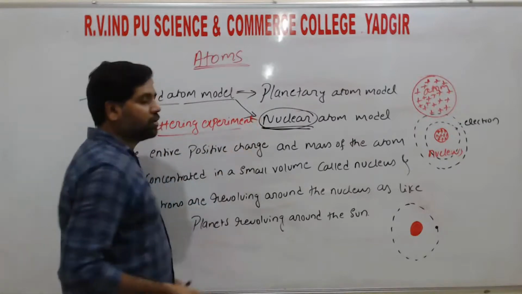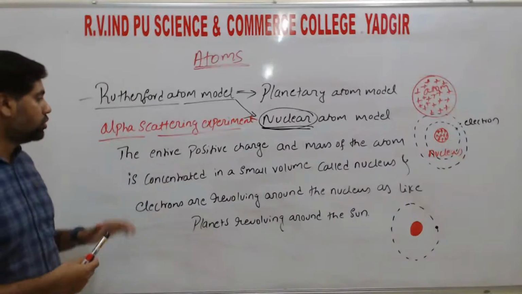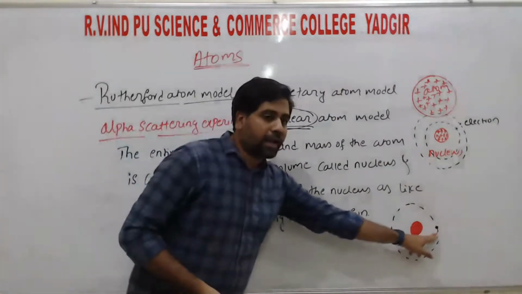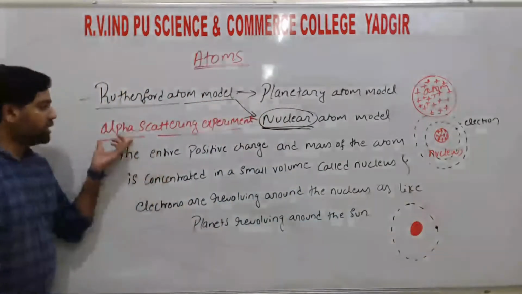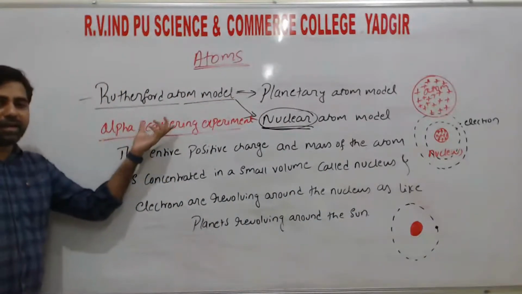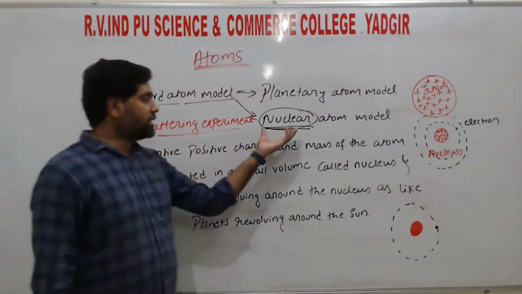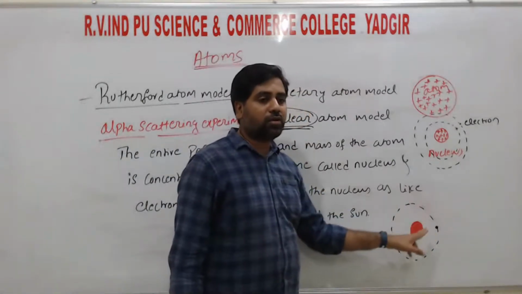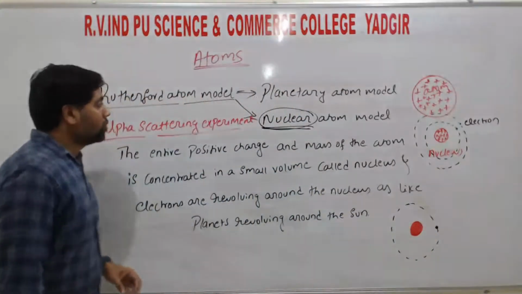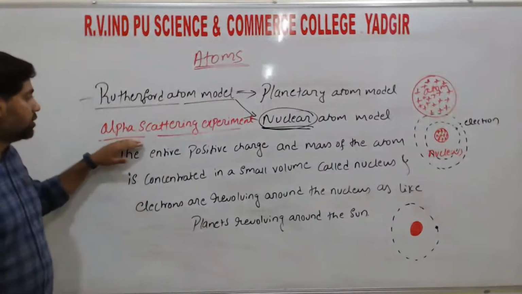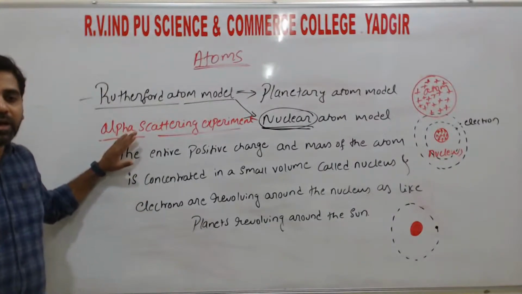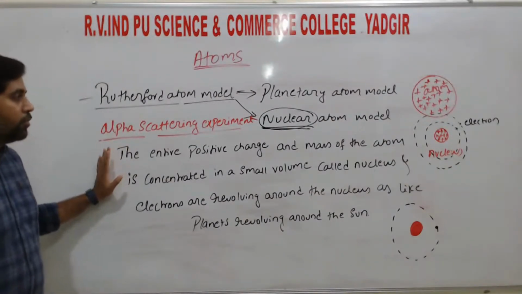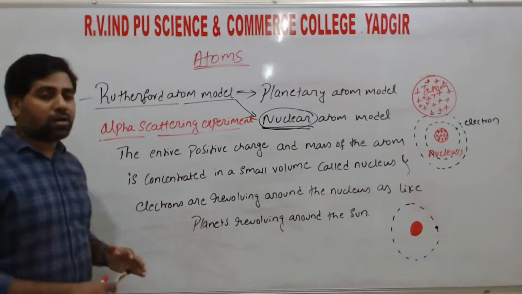This experiment was conducted to prove the theory given by Rutherford, that is, the nucleus and the electron, right? So by conducting this alpha scattering experiment, he proved the existence of the nucleus and also the electrons which are revolving around the nucleus, right? In the next class we will discuss the alpha scattering experiment and the observations made by Rutherford, right? So in this class, what are atoms?